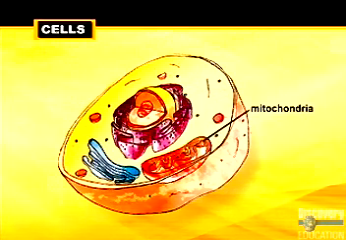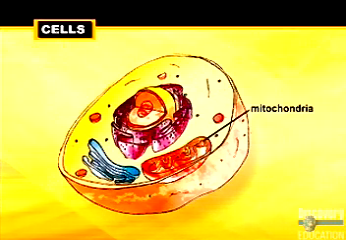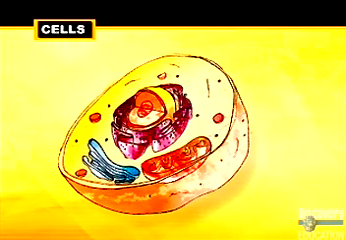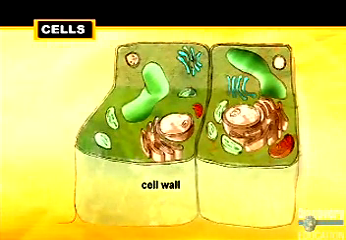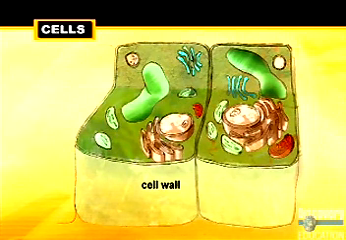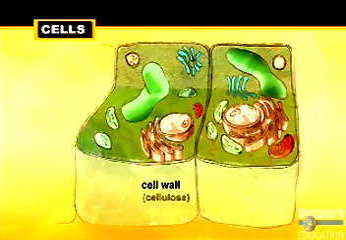Mitochondria are sometimes called the powerhouses of cells. These organelles convert the cell's food into energy. Plant cells are different from animal cells because they have a unique feature called a cell wall. The stiff cell wall enables plants to stand upright. It's made of a material called cellulose.